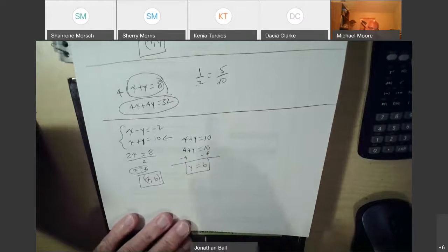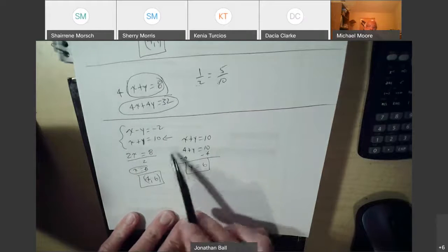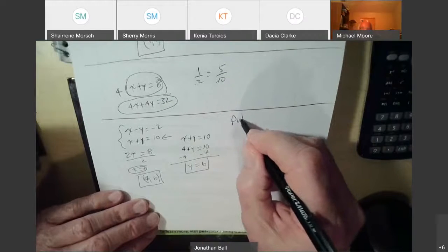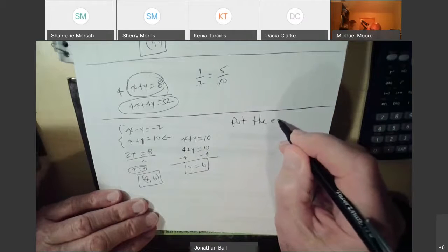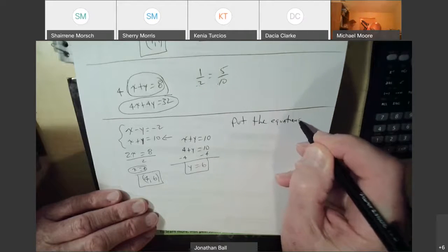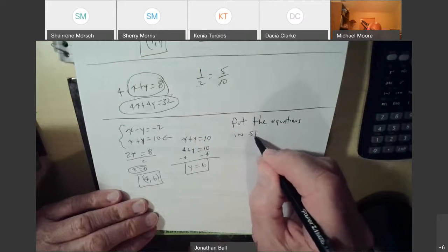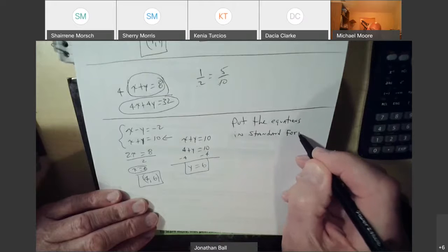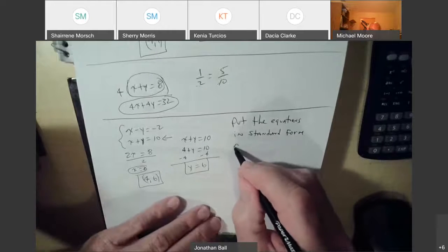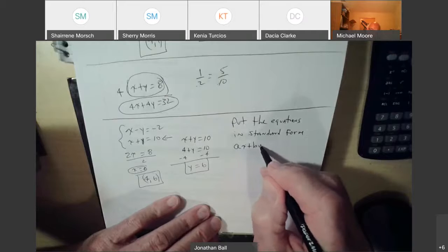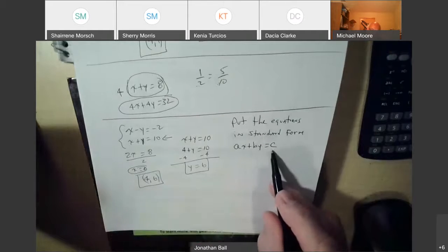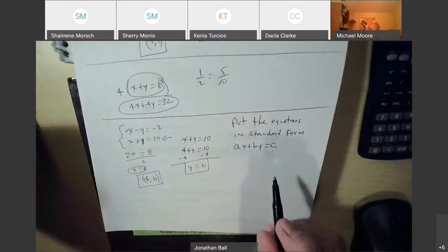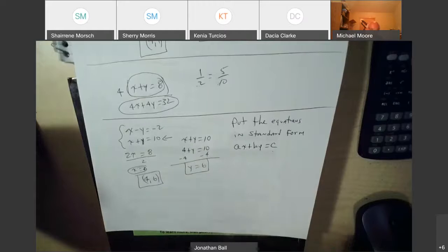Okay. Now, the one thing you have to do here before you do any of this other misery is you have to put the equations in standard form. Now, standard form is AX plus BY equals C. In other words, you want the constant over here by itself, and all the X's and the Y's over here on the other side. So the first thing you want to do is to put these in standard form.